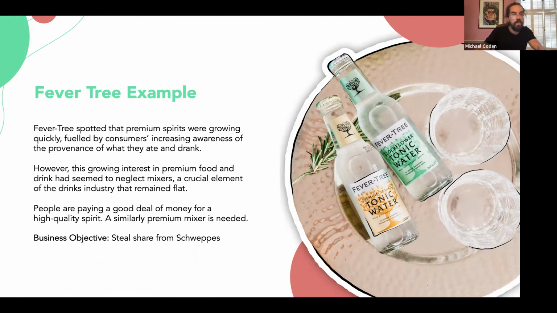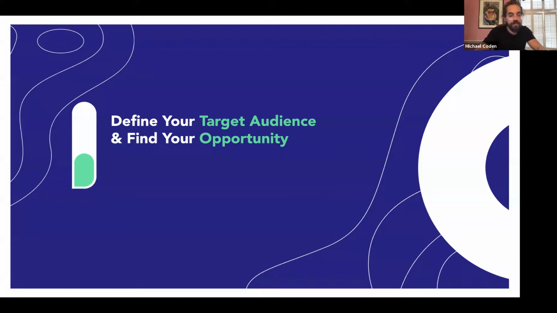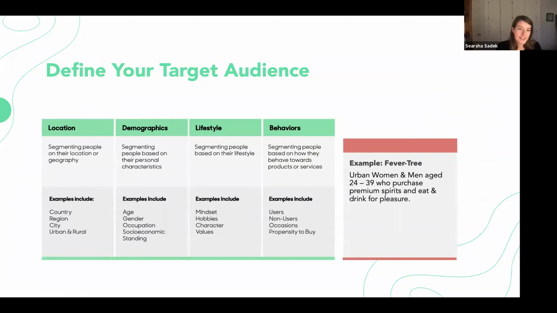So from a business perspective, the campaign idea that Fever-Tree would have started with, their commercial objective would be a market share gain on Schweppes. We'll come back to this a few times, but from here on out, in the back of your mind, think about how you would develop a campaign idea if you were Fever-Tree that would steal share from Schweppes. And it all starts with defining your target audience and the opportunity. It most certainly does, Michael.